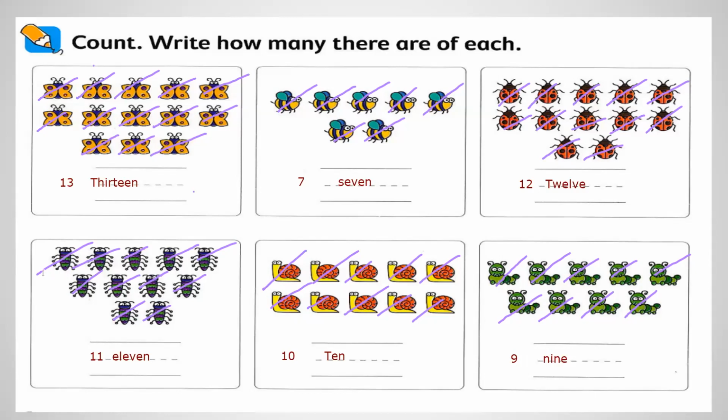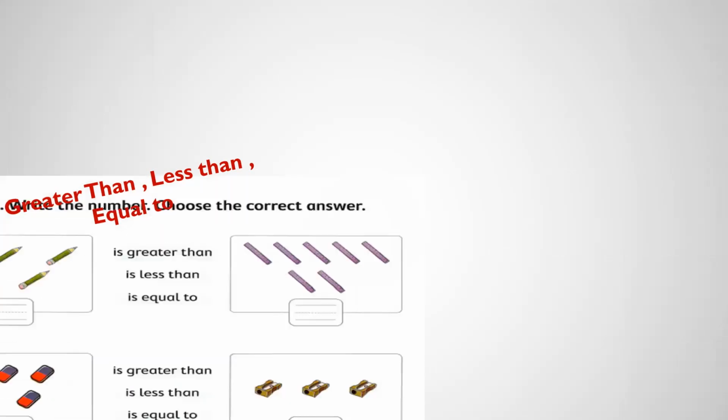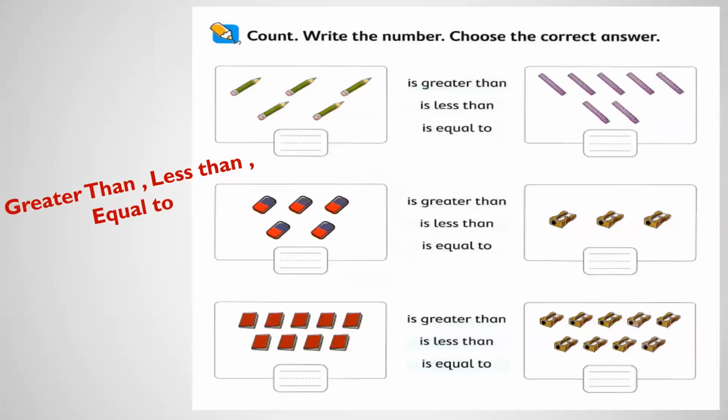Let's move to the second slide. Here we have 3 words: greater than, less than, and equal to. Can you remember them? Yes. At first, we are going to count, then write the number and choose the correct answer. Let's count the pencils on the left side here. 1, 2, 3, 4, and 5. So here put number 5.